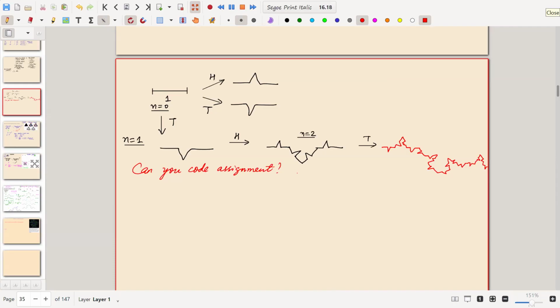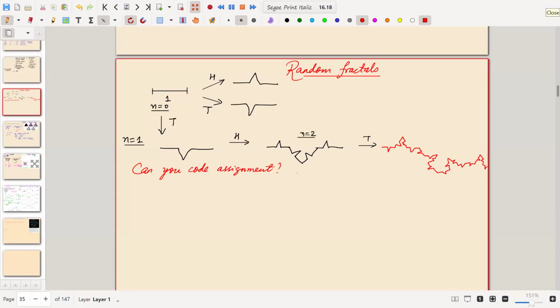And is there a pattern? When you see n equal to 200 steps, n equal to 300, n equal to 1000, 10,000, are you seeing any patterns even though it is random? That is the question. This is something known as random fractals: fractals that are created randomly.